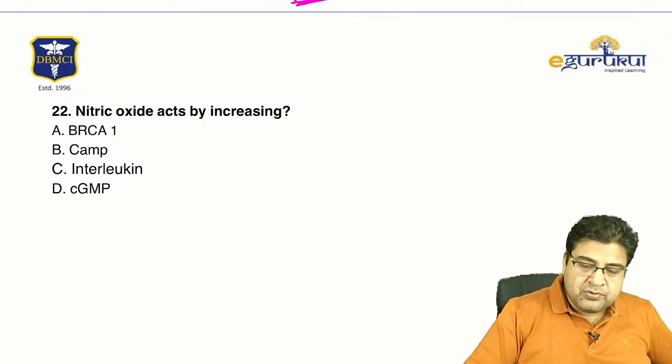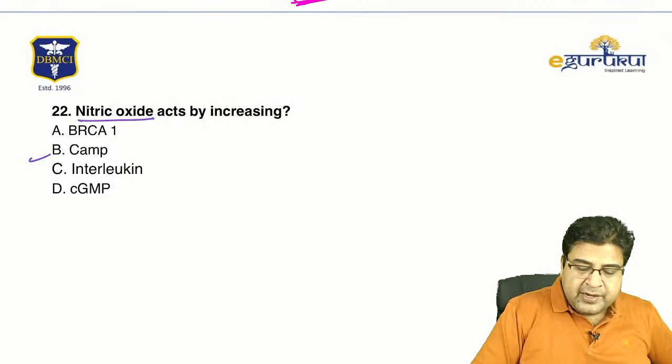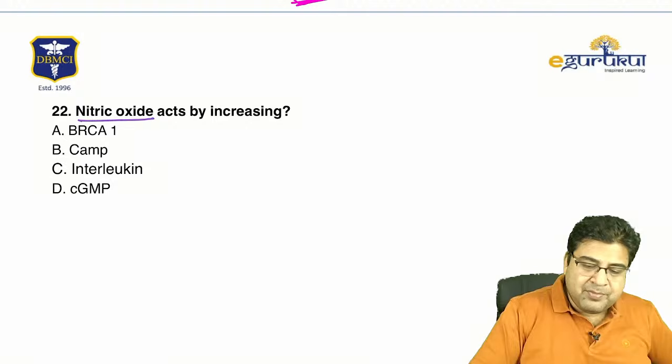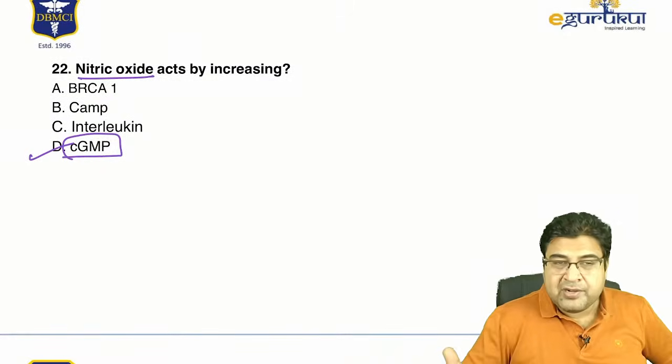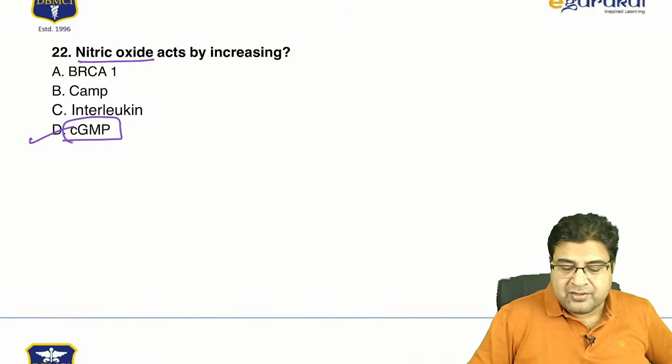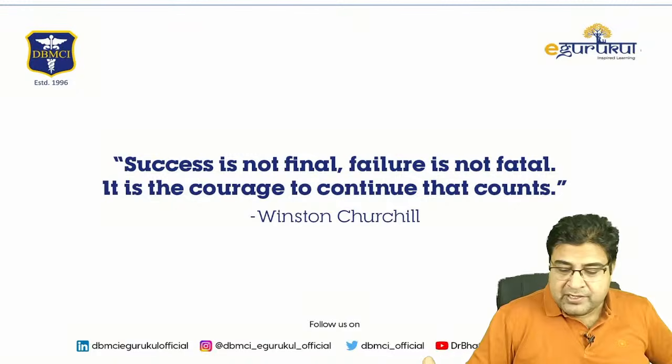Question 22, nitric oxide acts by increasing cyclic GMP. This is a fact-based question, nothing special here. I mean, it's important, but nothing special. 22, answer is D. Okay, it's finished.